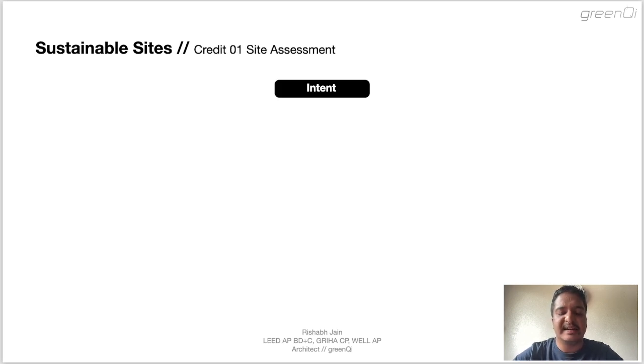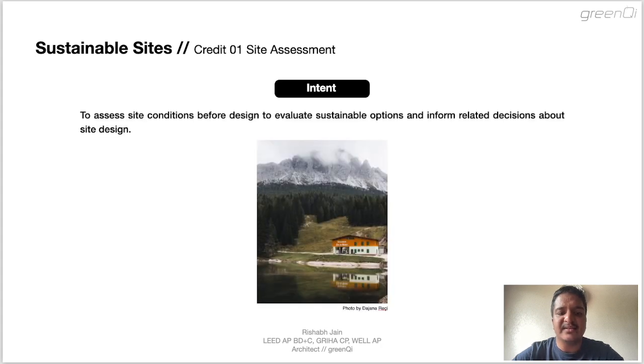So let's understand the intent of the site assessment. The intent of site assessment is to assess site conditions before design, to evaluate sustainable options, and to inform related decisions about the site. Imagine you're planning to build something awesome like a playground or a building. But before you start, you need to check out the place where you want to build it. That's what site assessment is all about.